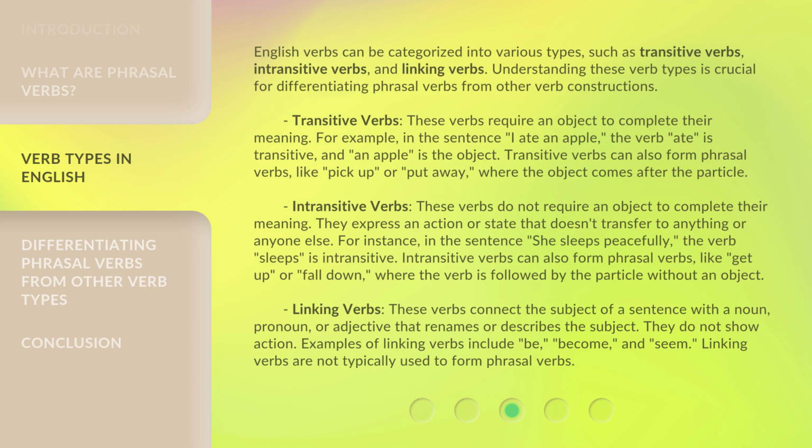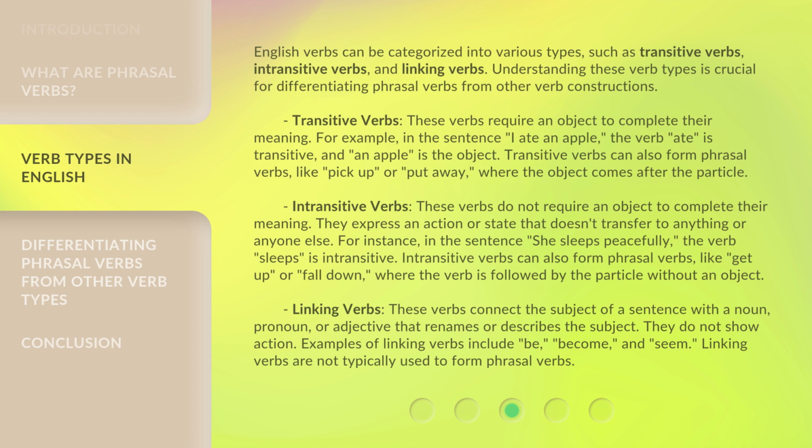Transitive verbs. These verbs require an object to complete their meaning. For example, in the sentence, I ate an apple, the verb ate is transitive, and an apple is the object. Transitive verbs can also form phrasal verbs, like pick up or put away, where the object comes after the particle.